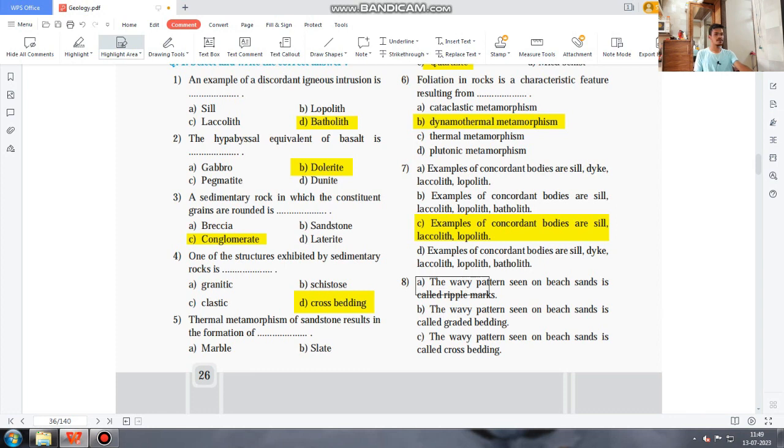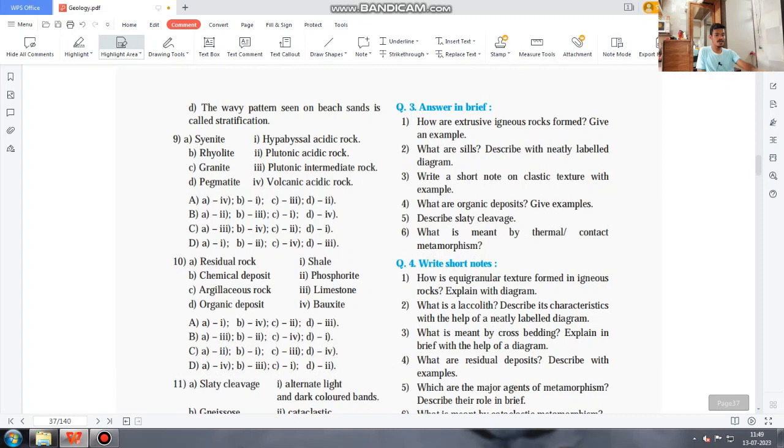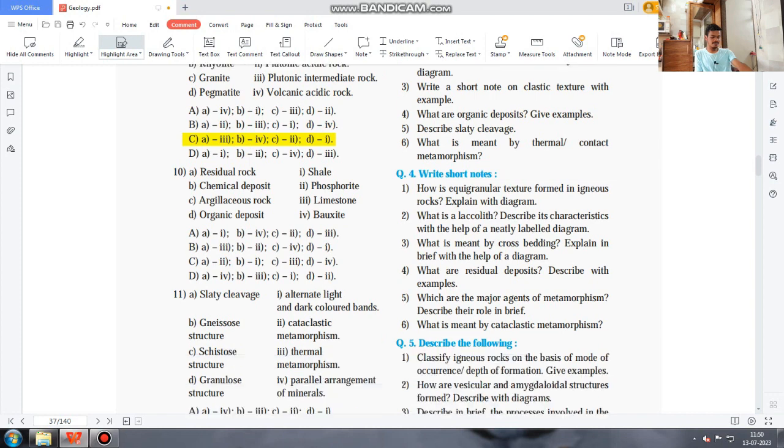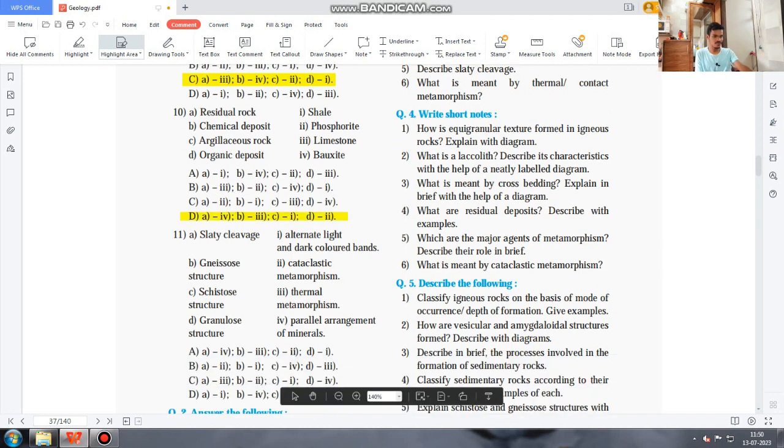I told you to refer to that table. That table is very important. Yes, they asked in the match the following also, so its correct answer is C. Residual rock, chemical, argillaceous, chemical deposit, organic deposit, residual rock. So the correct answer will be D, I think. This is the structure of metamorphic rocks. You can refer to that and do. Answer is B.